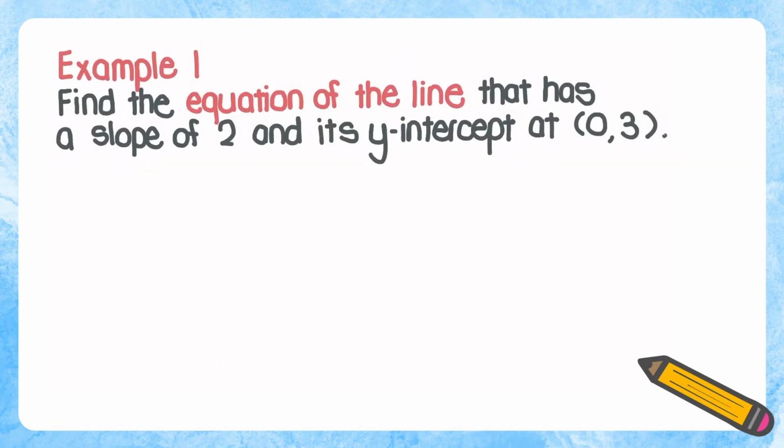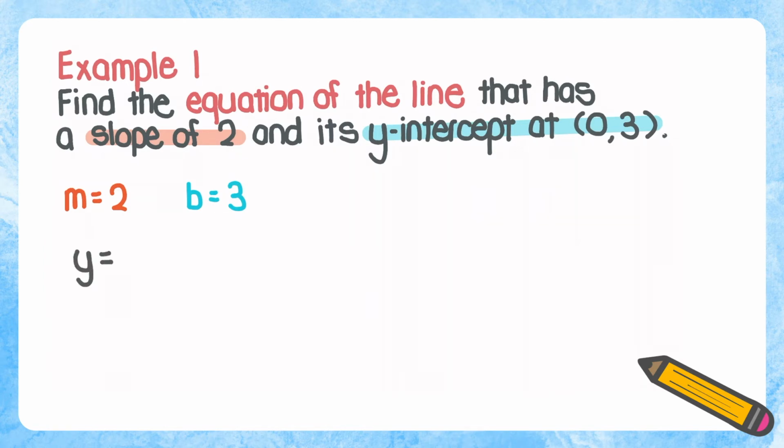So for our first example, let's find the equation of the line that has a slope of 2 and its y-intercept at 0, 3. So this line has a slope of 2 and its y-intercept is at the point 0, 3. So the slope is 2, so I know that m equals 2. And since the y-intercept is at 0, 3, focusing on the y value, I know that b equals 3.